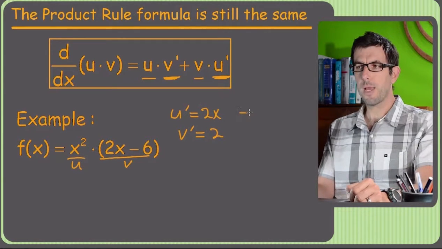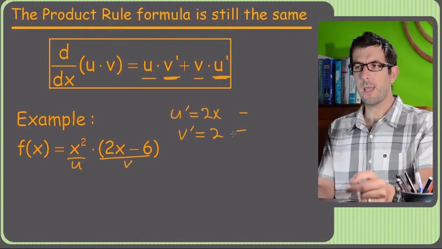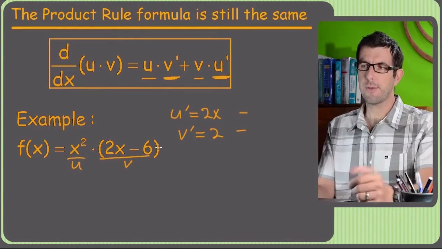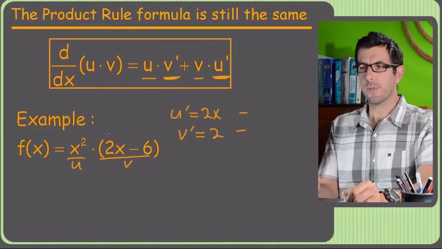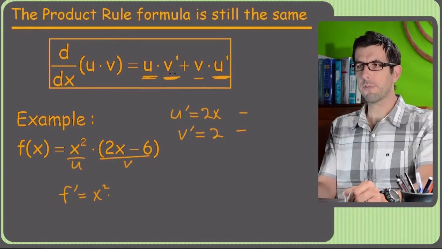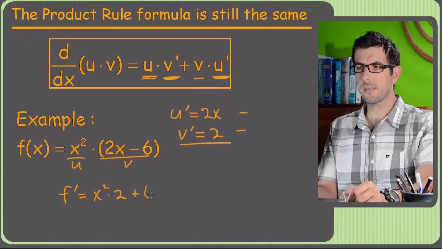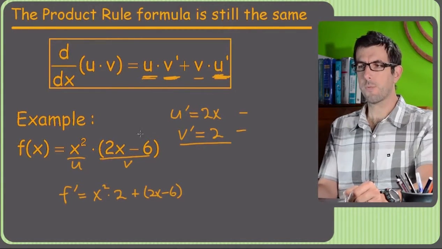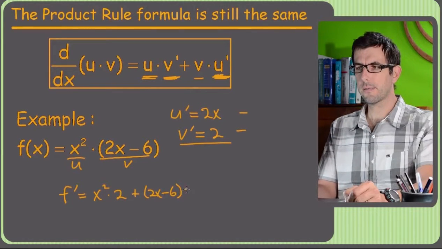So now I've got my u prime and my v prime, and we can just go ahead and plug those in. Now this one turned out to not even be a chain rule problem, right? This is your standard product rule. So f prime is just going to equal u, which is x squared, times v prime, which we already figured out is 2, plus v, which is 2x minus 6, times u prime, which is 2x.